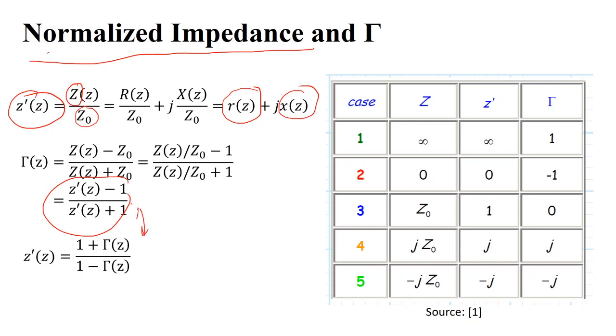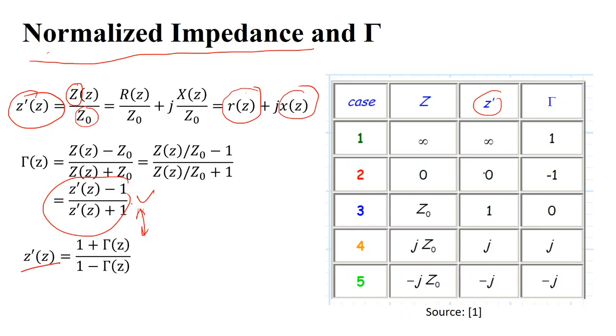So to convert between the normalized load and the reflection coefficient, the reflection coefficient remains the same, but the formula will change. Similarly, you can find these two expressions. So this is a table to show what it means. If, for example, Z is infinite, then the normalized load will also be infinity, and the reflection coefficient remains the same. For infinite, it is 1, so it will remain 1.